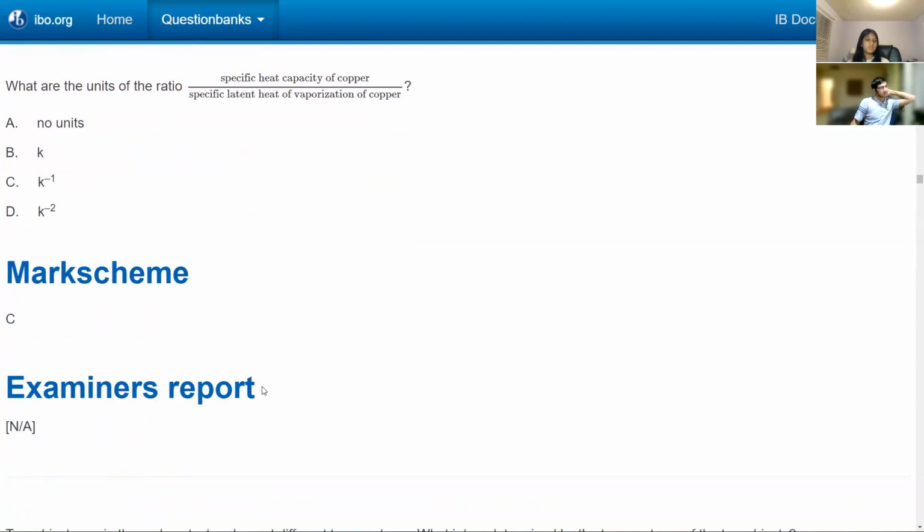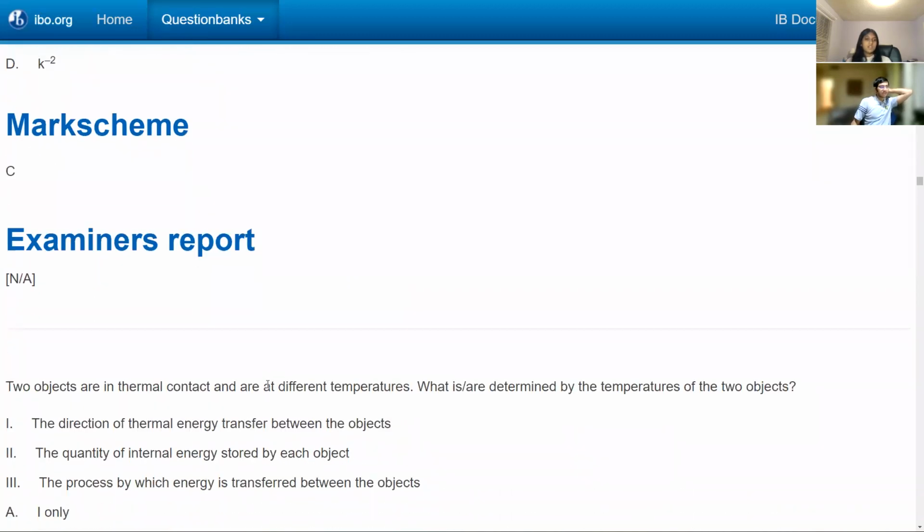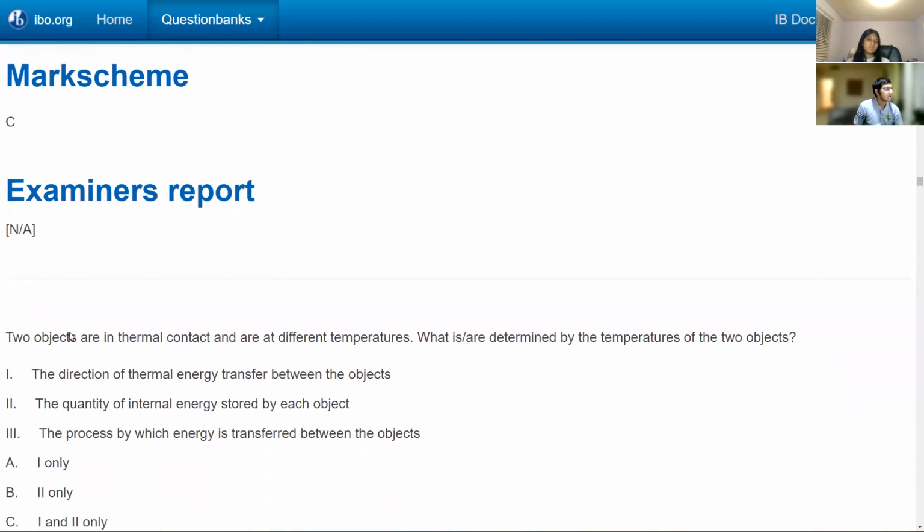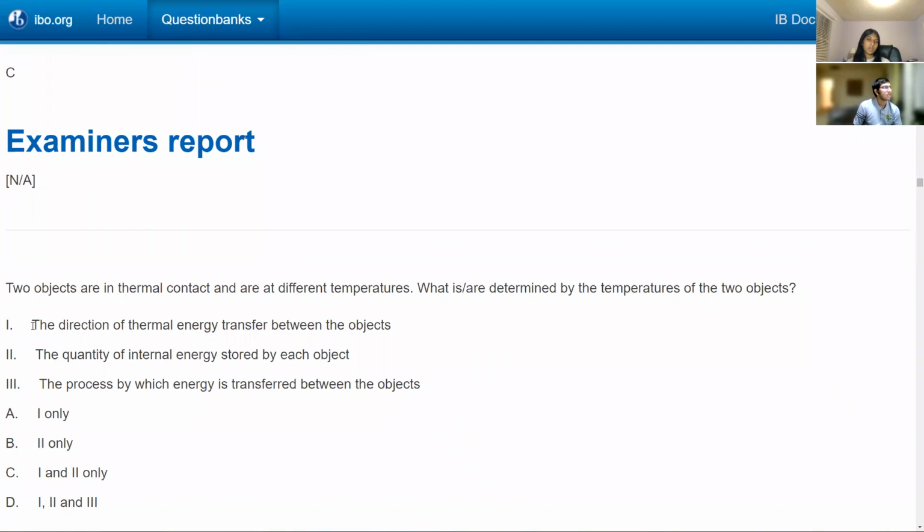Let's see. Okay. Two objects are in thermal contact. What is determined by the temperatures of the two objects? Definitely 1. Definitely 1.